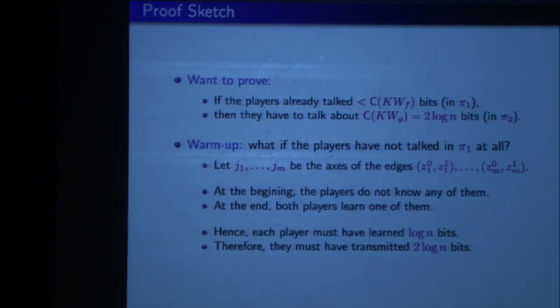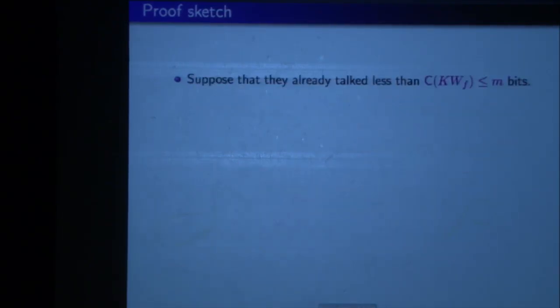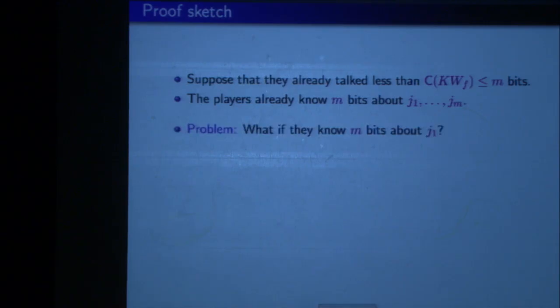Questions? Okay. But this was in the warm-up case. In real life, they've already talked something in the first stage, and in particular, they may have talked m bits in the first stage. So this means that the players know, or at least may know, m bits of information on the axes J1 to Jm. And just to make an example of this difficulty, in particular, they might know m bits of information on J1.